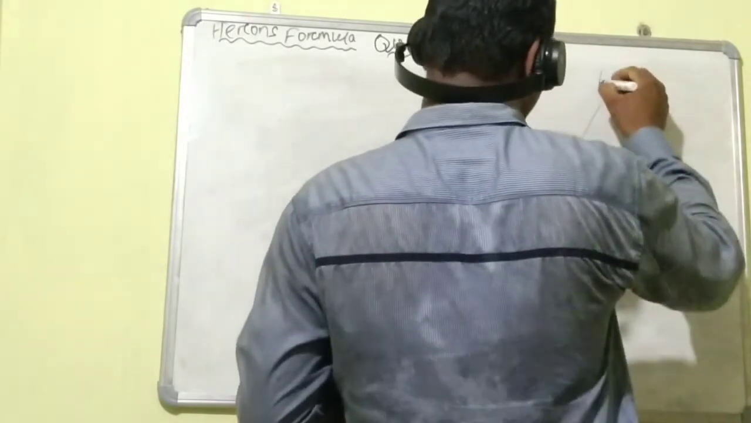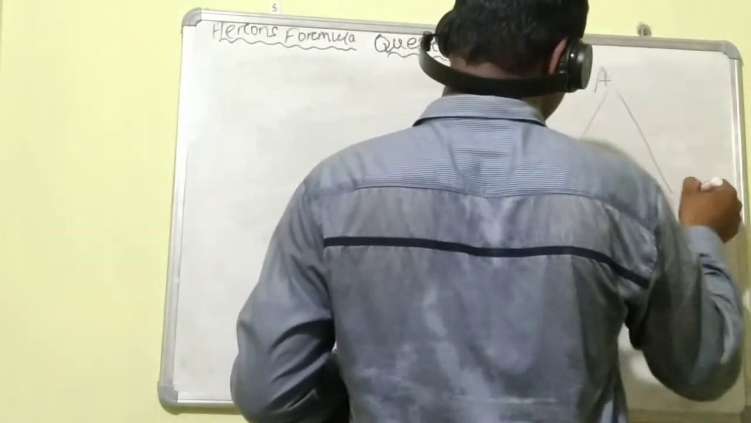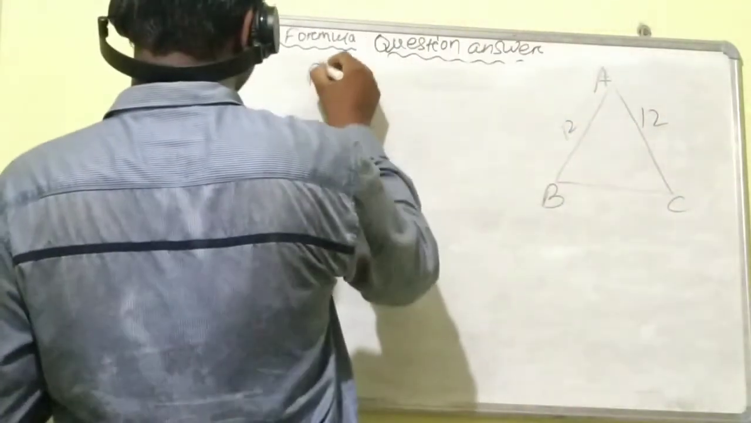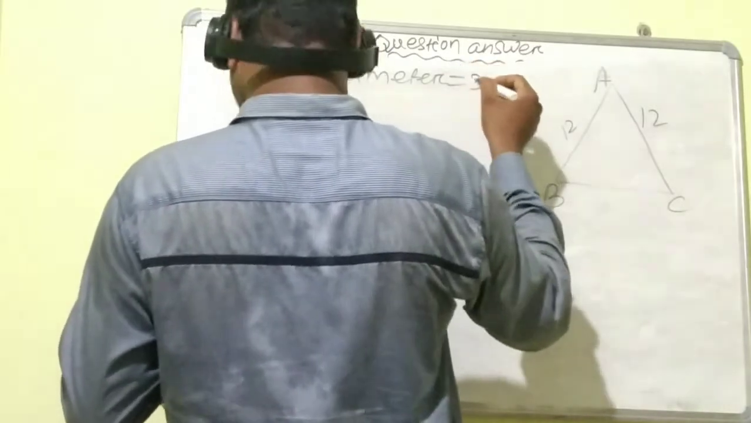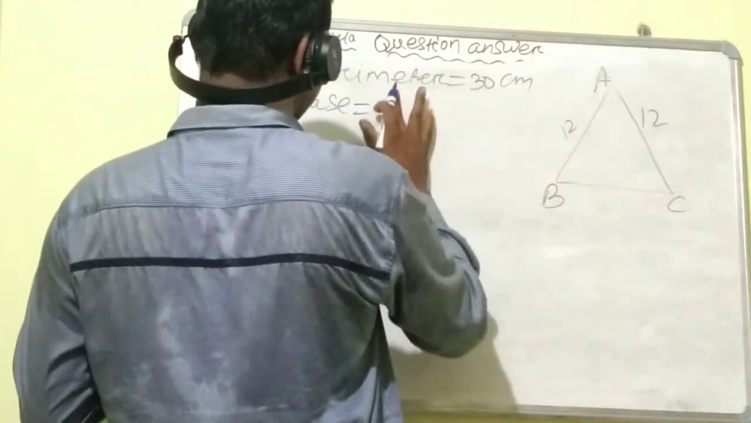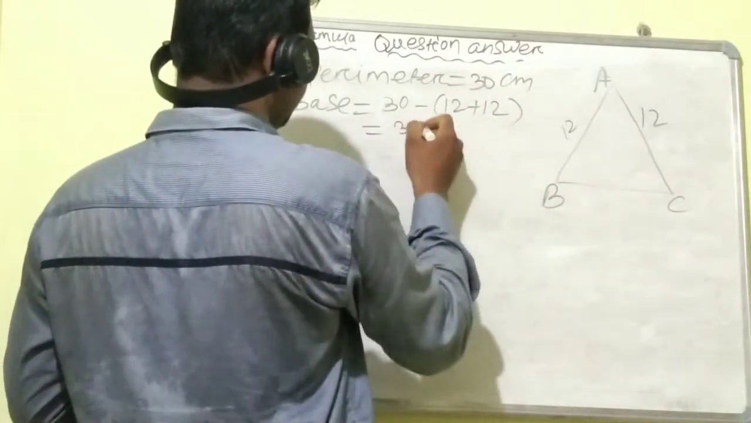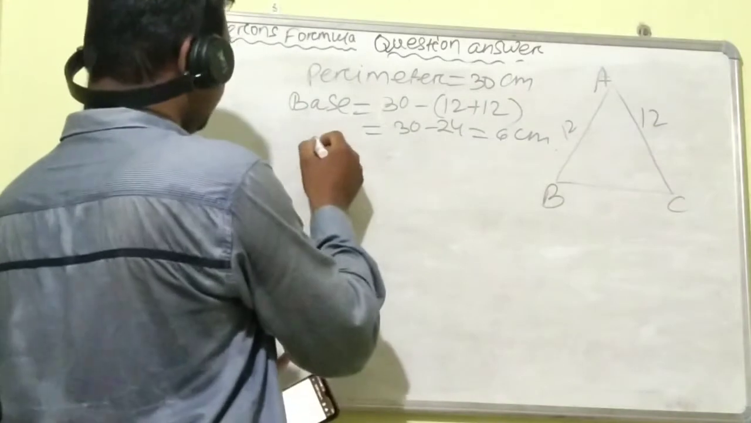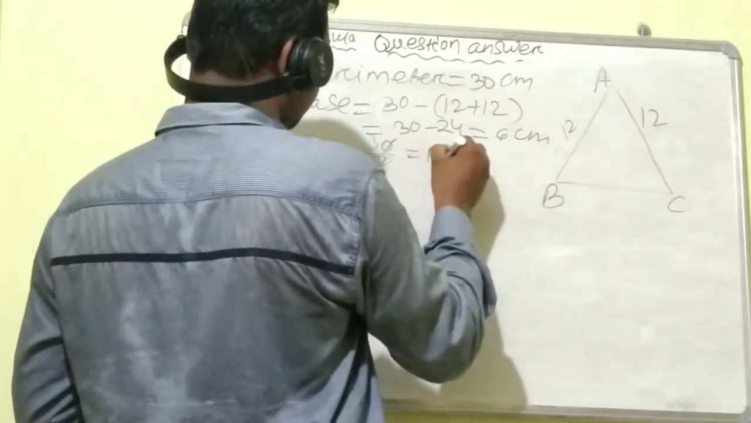That is, suppose ABC is an isosceles triangle where equal sides are given 12, 12, and the perimeter is given 30 centimeter. So base equal to 30 minus 12 plus 12, which is equal to 30 minus 24, that is 6 centimeter. So semi perimeter we will find out, S equal to 30 by 2, that is 15 centimeter.